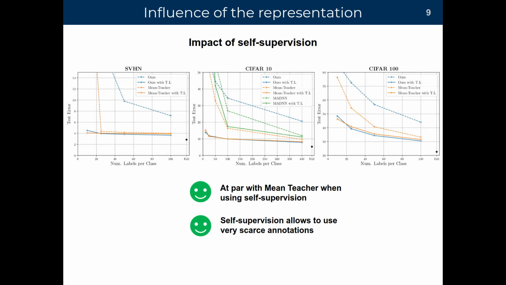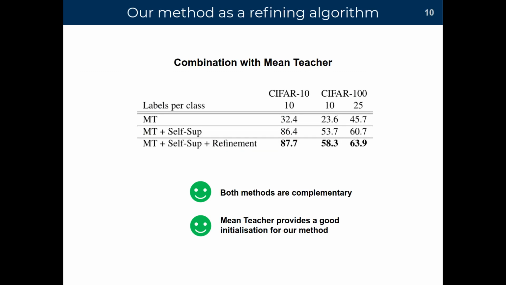Our results show that our method is on par with the Mean Teacher algorithm when using self-supervision as network initialization. Besides, self-supervision is shown to be very effective in all cases when labeled data is scarce. Our method can also be combined with other algorithms. When combined with Mean Teacher our method reaches state-of-the-art performances on various datasets.